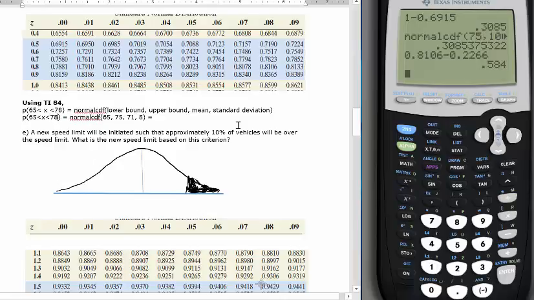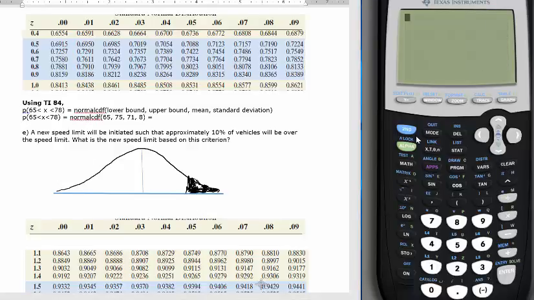All right. So let me clear the screen here. Go to second, variables, normal CDF. Okay. Well, he's telling us he wants the probability of x between 65 and 78. So he's given us the lower bound and the upper bound. The lower bound is the 65. Enter. The upper bound is the 78. We don't need to worry about a million or negative 10 million here. A mean is 71. Standard deviation is 8. Paste it and then press enter, and here's the answer. 0.5826.